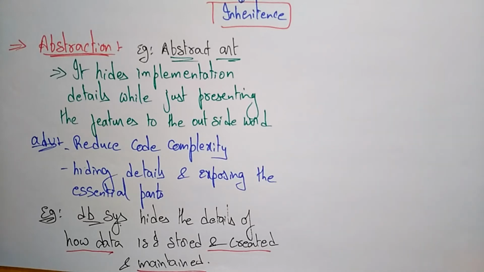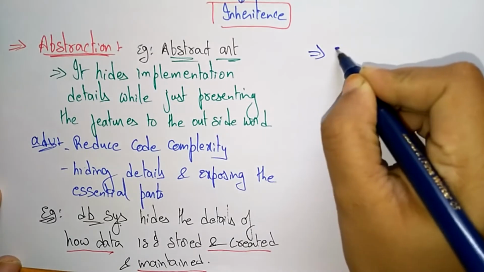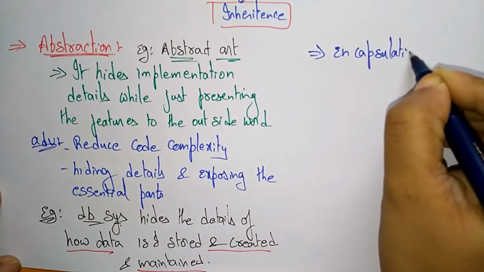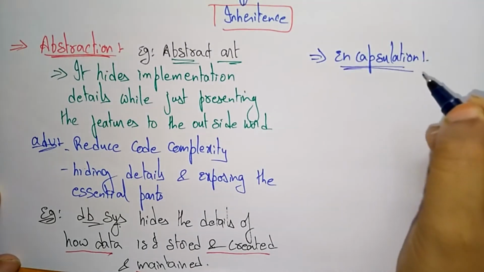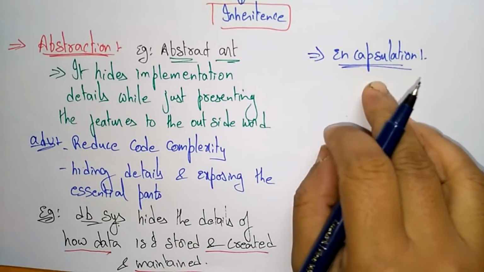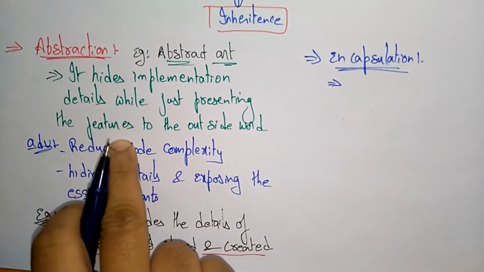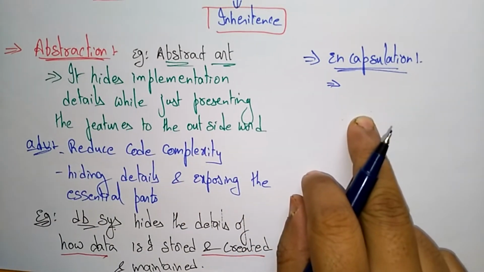Now let us come to another thing, that is encapsulation. Actually encapsulation and abstraction are almost the same, but the difference is that encapsulation is hiding the data. It also hides the data, whereas abstraction also hides the data, and encapsulation is also hiding the data.